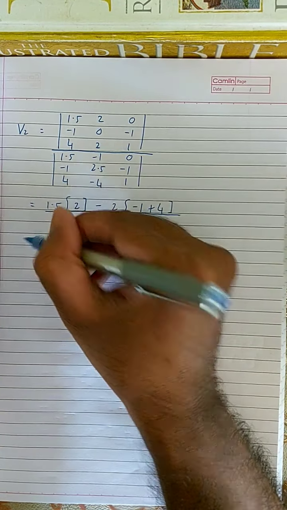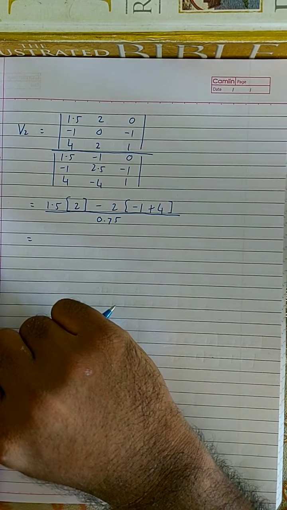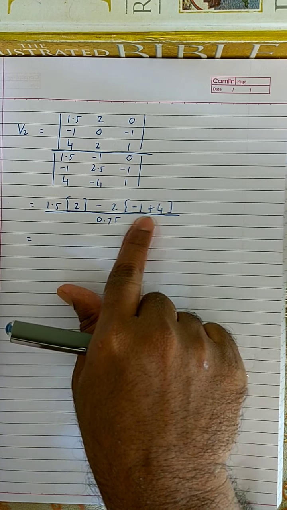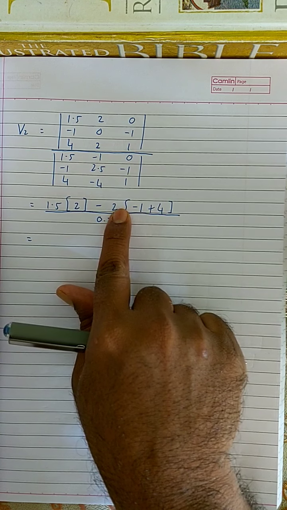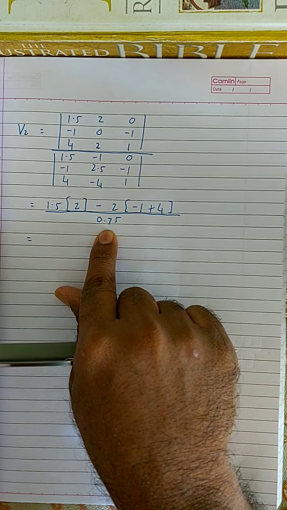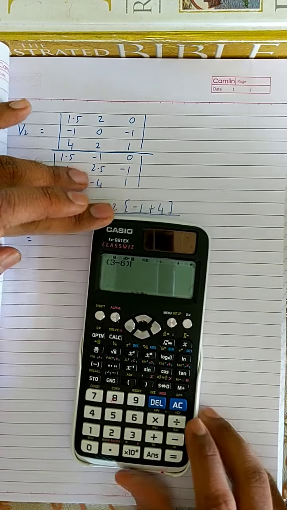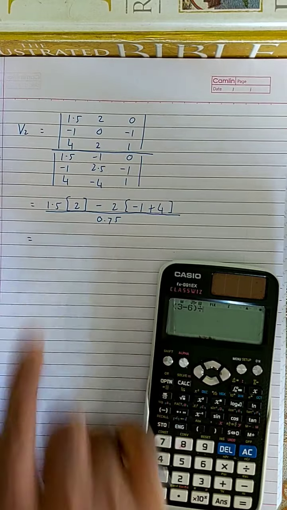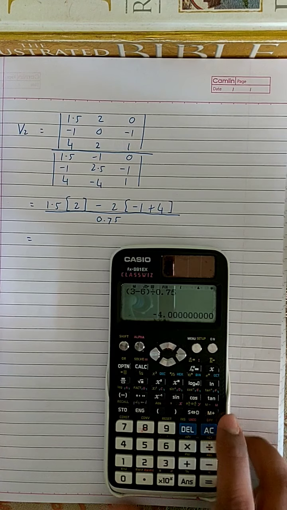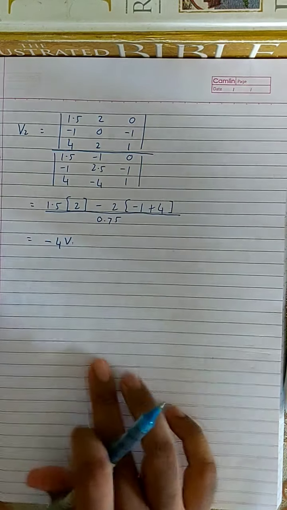So what do you get is, let me see. It is obvious that 1.5 into 2 is 3, right? So 3 minus, and what is this? This is 4 minus 1 is 3. 3 into 2 is 6. So this is minus 6, right? Minus 6 divided by 0.75. So let me put this in the bracket. Divided by 0.75. We have minus 4. So V2 is equal to minus 4 volt.